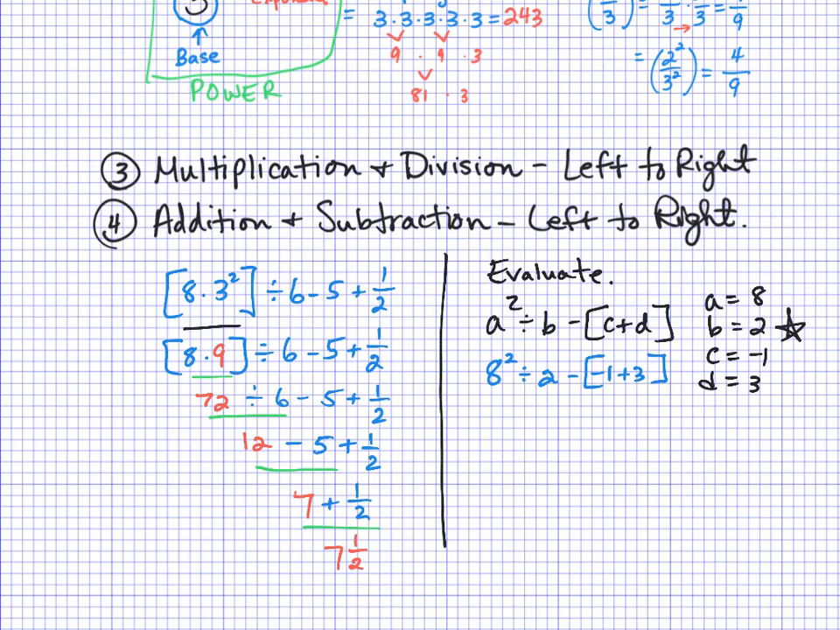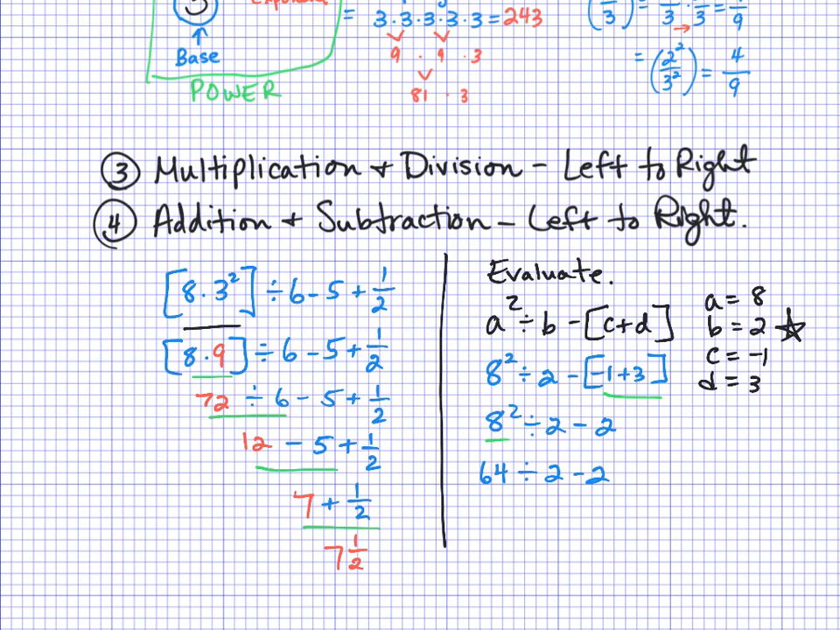So I'm going to do whatever's in groups first. Groups come first. So everything else stays the same except for what's in the group. -1 plus 3 is 2. All right, now we move on to any exponents. Exponents, 8 squared is 64. So we have 64 divided by 2 minus 2.